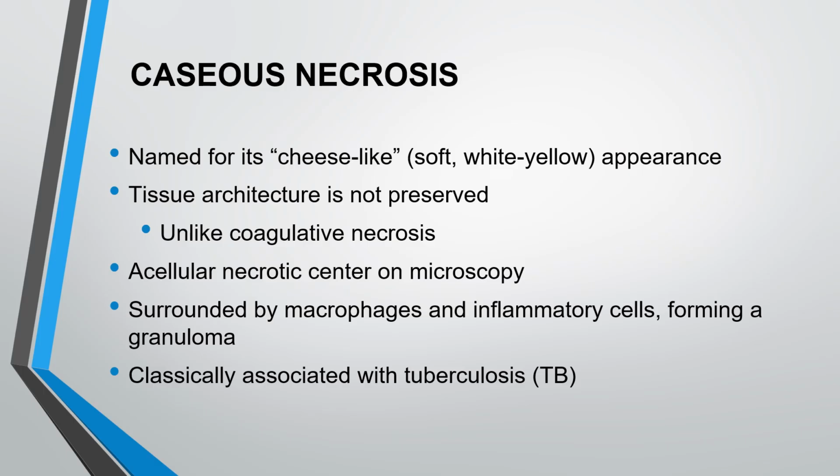Microscopically, this necrotic center is kind of a no man's land. No nuclei, no recognizable cells, just granular debris. And surrounding it, macrophages, lymphocytes, and other inflammatory cells forming a granuloma. Classic association is tuberculosis. When you see caseous necrosis, TB should immediately enter your mental chat.